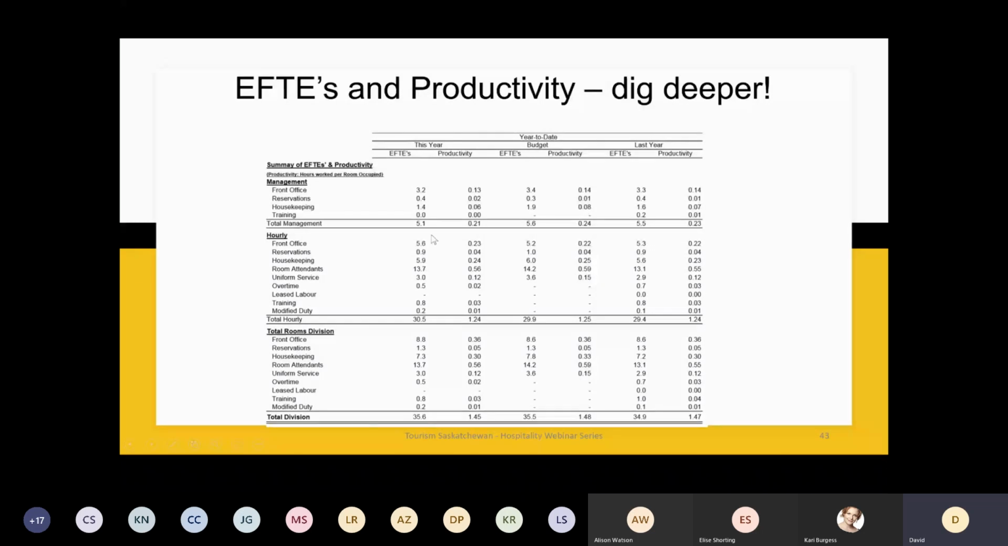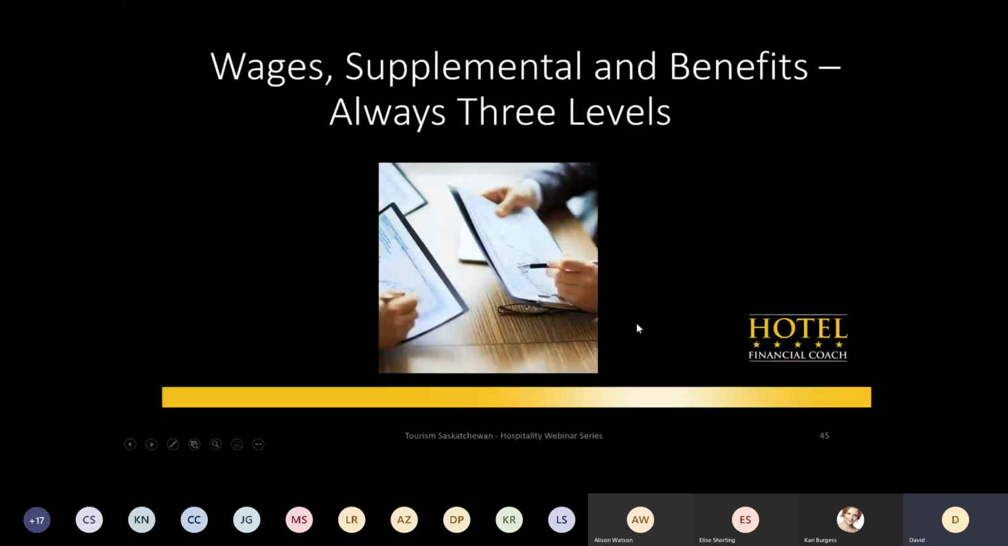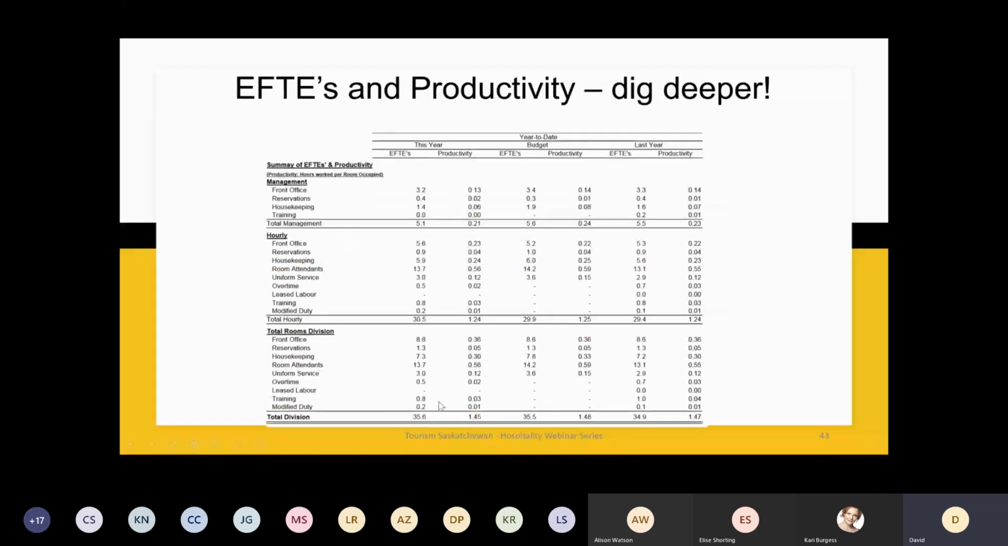But you can see in this case, there are 5 EFTEs in the rooms department management. And in the hourly, we've got 30 EFTEs compared to 29 and 29 last year, giving us a total of 35 EFTEs, sorry for the swing there, compared to a budget of 35 and 34.9. But again, when I look at my productivity, this is the number that matters the most. 1.45 hours per room occupied, compared to 1.48 and 1.47, I win the game.